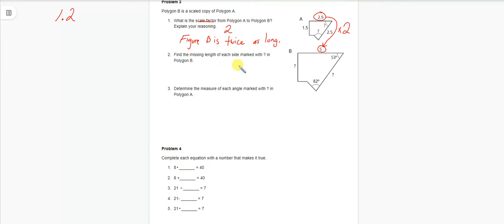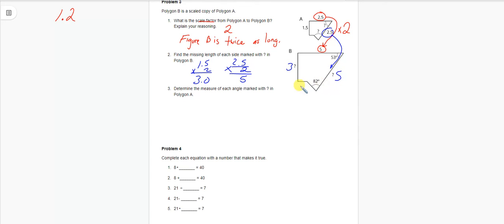Now we find the missing length of the other sides for B by using the scale factor for the ones that we don't know. We know that everything gets doubled, so in this one we're going to take 1.5 and multiply by 2, and we're going to take 2.5 to find this one over here, and multiply it by 2. So that means that this side right here, the question mark, is going to be 1.50 doubled, which is 3. And then this one over here is going to be 2.5 times 2, 2.50 doubled is 5. So that means this is 3, and this is 5.